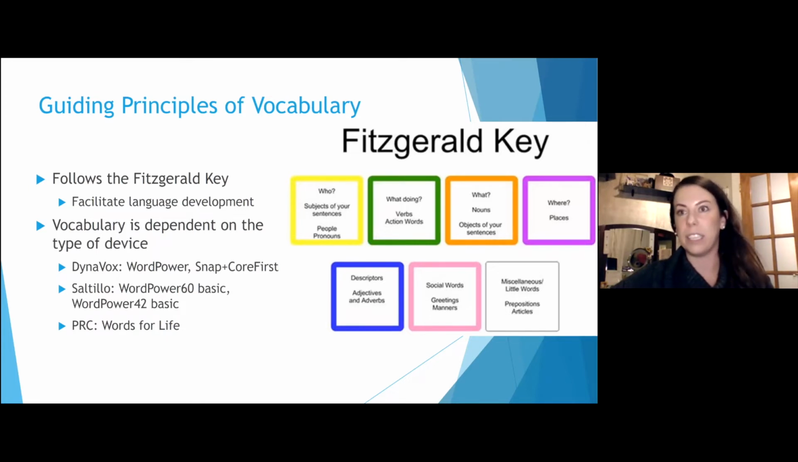For the most part, for all of the devices, especially the high-tech devices, you are going to have a color coding system that follows the Fitzgerald key. What this means is that yellow is going to show any kind of pronoun. It's going to talk about the who, or the subjects. Then the green is going to talk about your verbs and your action words. You're going to have the orange that is talking sometimes about your nouns or the objects of sentences. Purple is going to be places.